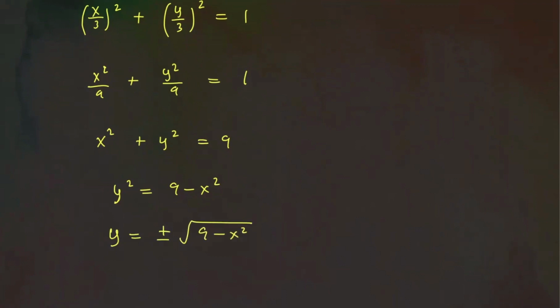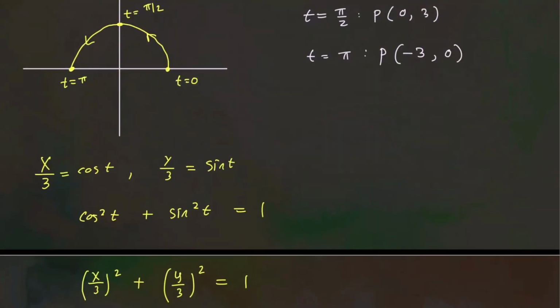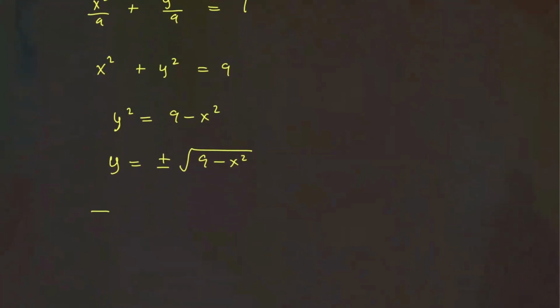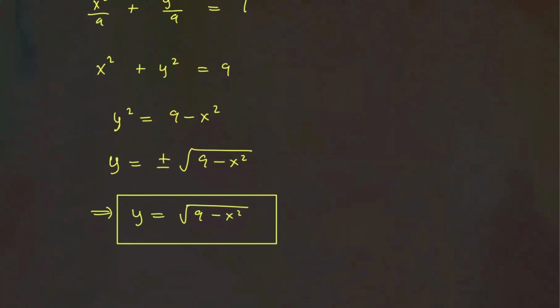The plus represents the upper half of the circle. Negative is the lower half. So we're going to take the negative one. Sorry, take the positive one. Our Cartesian equation will simply be the square root of 9 minus x squared. And there you have it. That will give us the upper half of the circle. And you can put a restriction on x. You can let x go only from -3 to 3. So that will give you that exact picture.